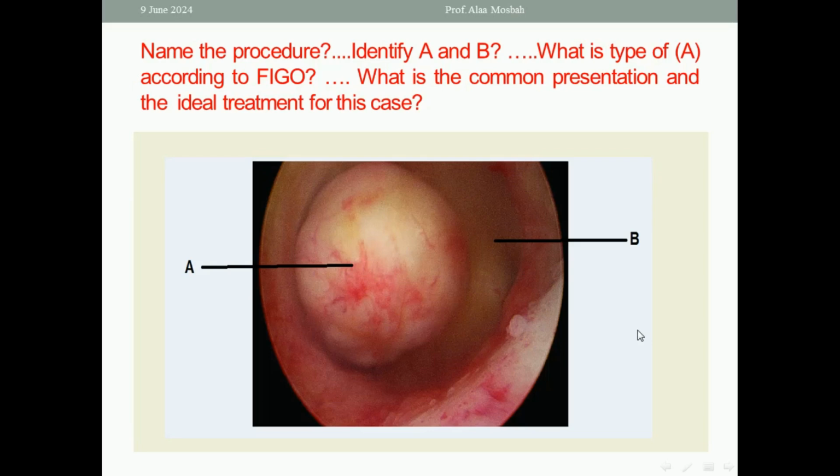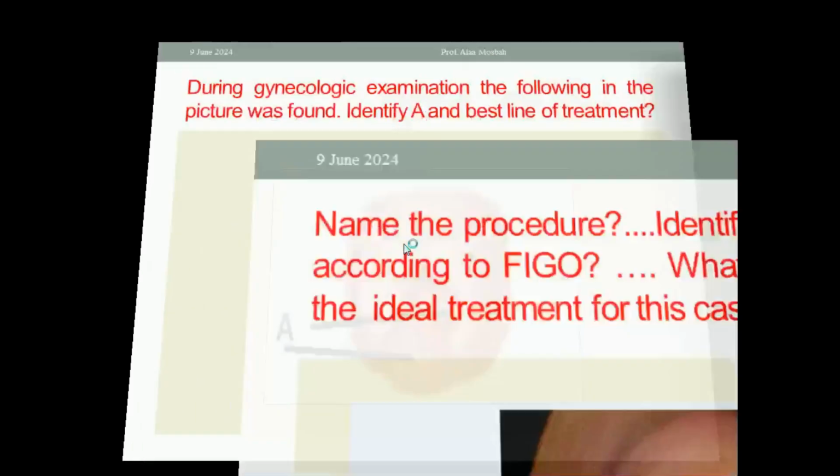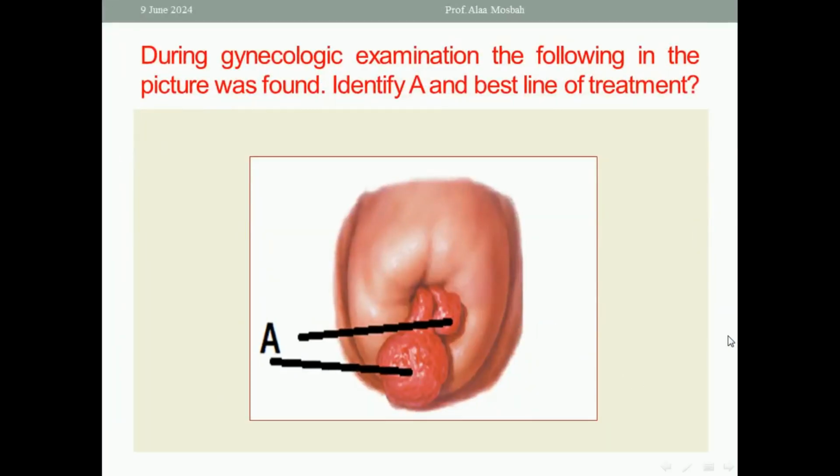Okay. What is the ideal treatment for this condition? So long as it is a single intracavitary type 0 leiomyoma, 4 centimeters or less, hysteroscopic resection of this leiomyoma is the best line of treatment. Hysteroscopic resection of leiomyoma. Okay? Let us go to the next station.